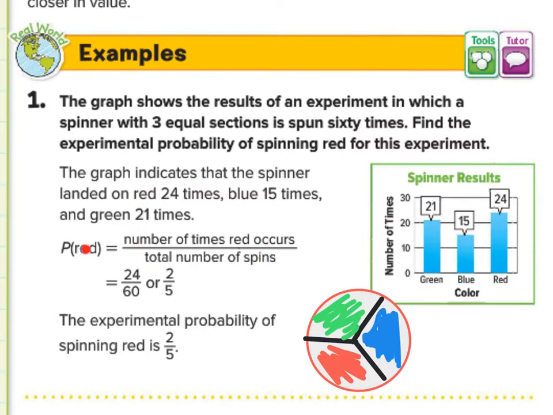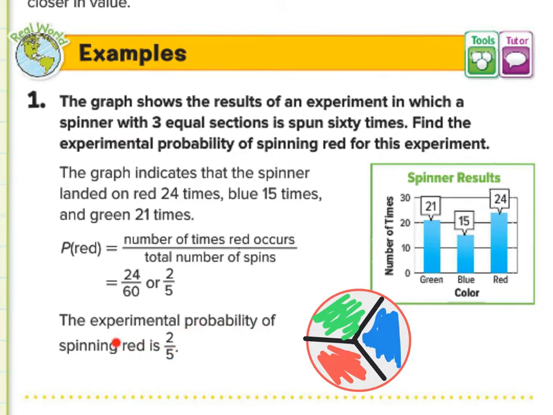So here we're going to use what we learned in lesson 1, okay, our probability ratio. So if we have red, probability of red, number of times red occurs to total number of spins. So we know that it's 60, and then we have red 24. So we write 24 over 60. And when we simplify that, we find a common factor between these two, and we see that it's 12. 12 goes into 24 2 times, and 12 goes into 60 5 times. So it's 2/5. So out of 5 times that you spin it, 2 will be red. Okay, the experimental probability of spinning red is 2/5.